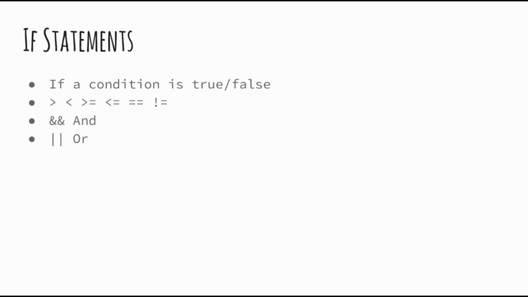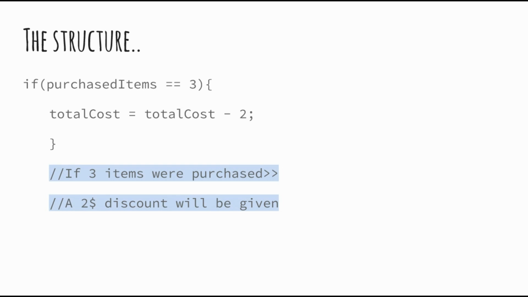We also have the OR operator. With that we can check if either one of the conditions specified is happening, and then perform our actions. Many times we use an if statement for our base cases in Java to check if a user entered a valid number, for example, or a specific one, and so on. This is the structure of an if statement. For example, we want an if statement to check if 3 items were purchased, and if it's true, then $2 will be deducted from the total cost, if we had a store, for example.